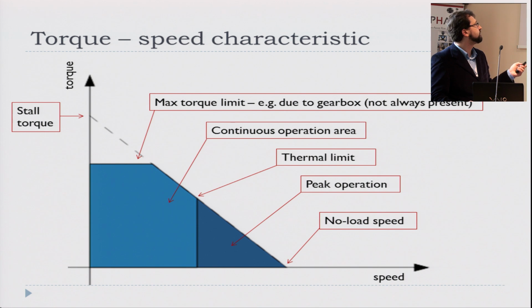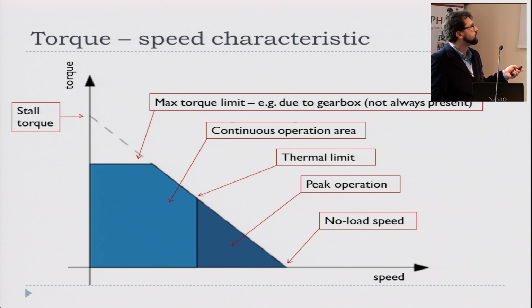Then you can have two kinds of limits on this plot. Sometimes you have a maximum torque limit, for example, due to gearboxes, if you have them. If you use harmonic drives, for example, sometimes you happen to have this kind of cut on the motor. Then you have another limit, which is thermal, usually something like this, which cuts away one of these zones from your graph, from your working area.